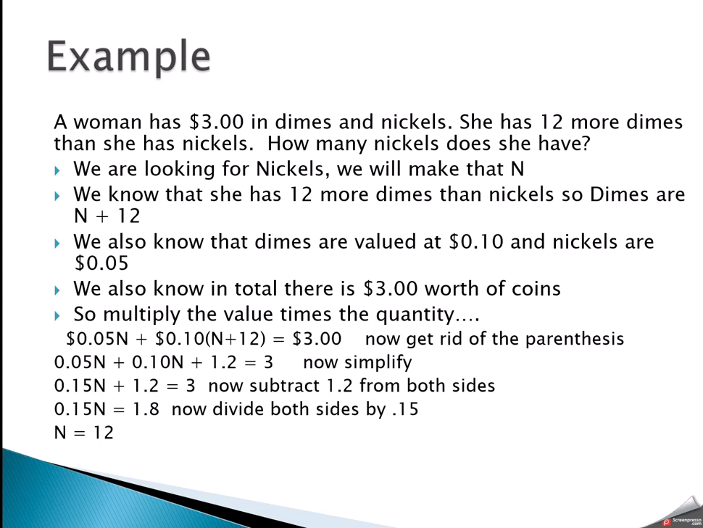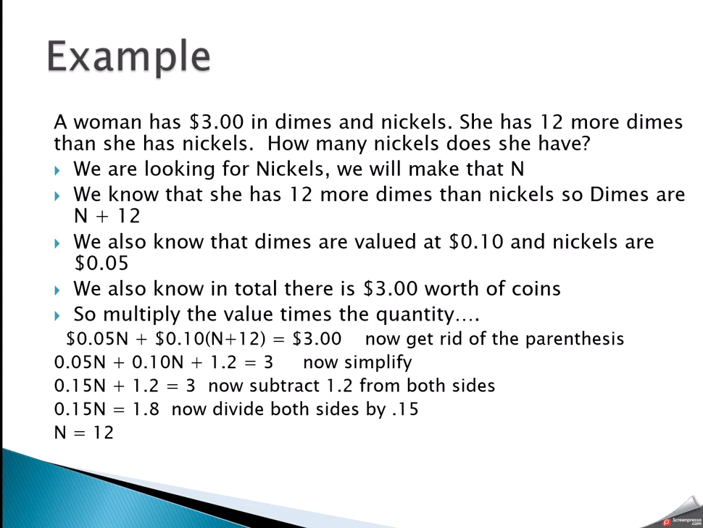So if you jump down to my formula, I've got the 0.05 times n, which represents the number of nickels, and then 0.10, which represents the dimes, times n plus 12, which is the quantity of dimes. But again, now you see the parentheses, so the first thing you should think is I've got to get rid of those. I'm going to take the 0.1, which represents that 10 cents, times our n, which gives us 0.1n. 0.1 times the 12 gives us 1.2. And now we're again at a level that we can simplify it.